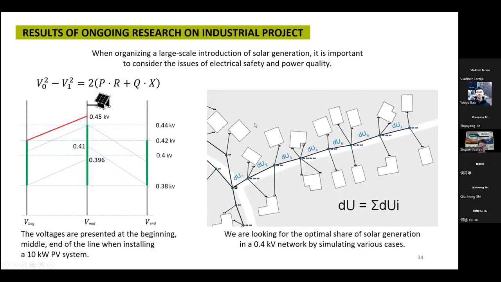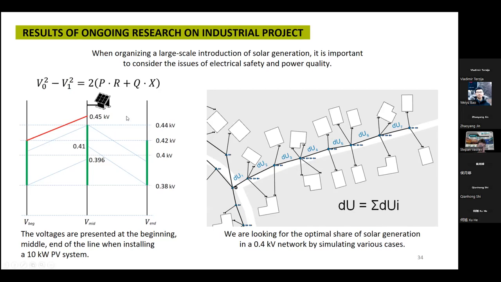We're looking for the optimal share of solar generation in 0.5 kilovolt network for simulating various cases. We rely on the grid voltage loss formula to determine the acceptable share of solar generation in the grid. The criterion is the voltage remains in the range of 5% of the nominal value. In this picture, this range is marked as green. The case of installing 10 kilowatt of power was submitted for consideration and an acceptable voltage increase is observed.